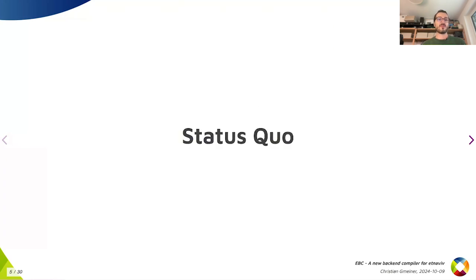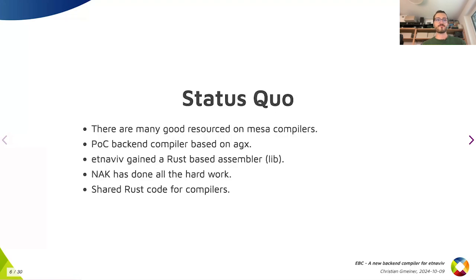Let's have a look at the initial situation. First, there are a lot of good resources for learning about compilers and compilers in Mesa. Many talks and blog posts show how to write a good compiler and how to use it for OpenGL and Vulkan. I recommend visiting planet.freedesktop.org and the XDC YouTube channel. You find a lot of helpful content from the community.